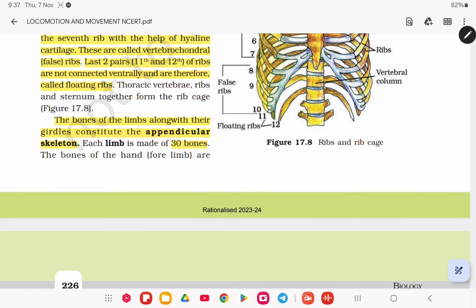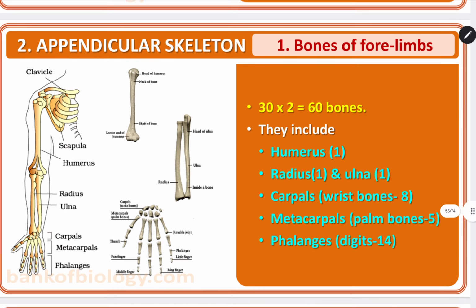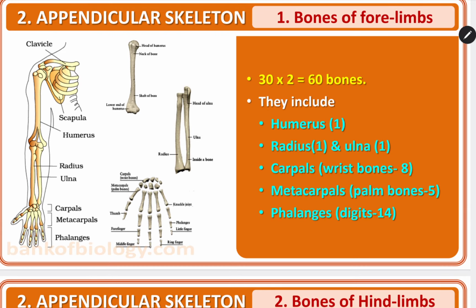Now coming to appendicular skeleton. First, bones of the forelimbs. 30 bones. They include humerus, labeled here. You can see humerus bone, 1 in number. Radius and ulna. Carpals, wrist bones, 8 carpals are there. You can also count from the diagram.